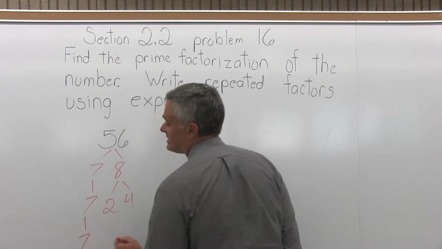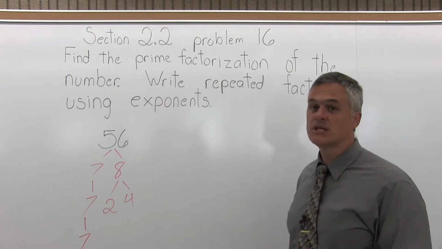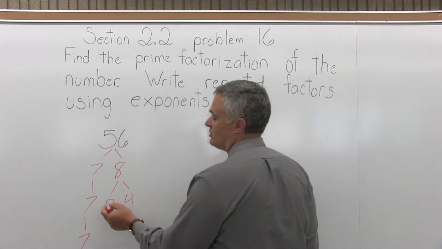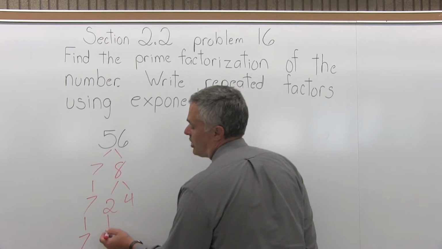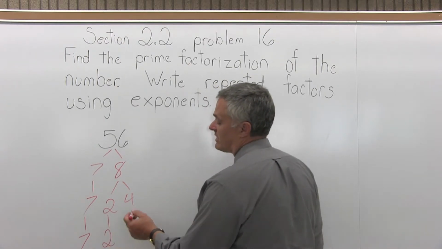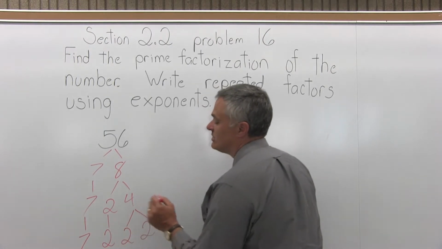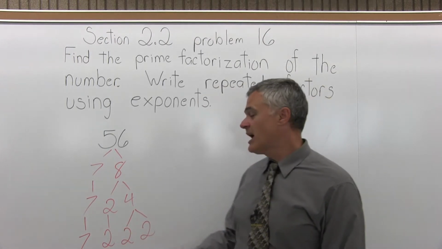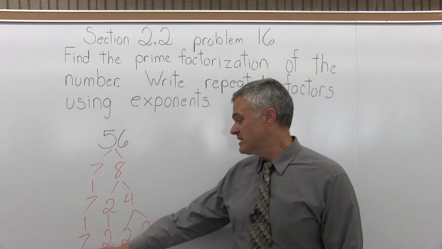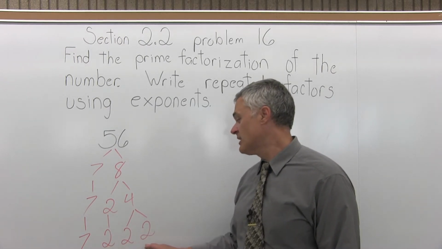So the 7 that I started with cannot be broken down anymore. It just comes straight down, stays 7. The 2 here also just comes straight down. I can't break it down anymore. But the 4 can be written as 2 times 2. So now at this point, everything ends in a prime. 7's prime, 2's prime, and it's 2 again and again.